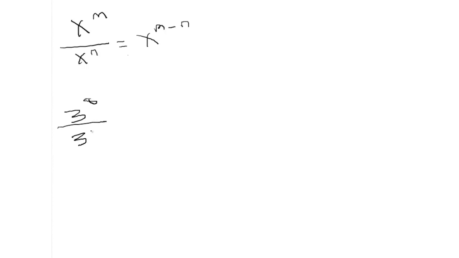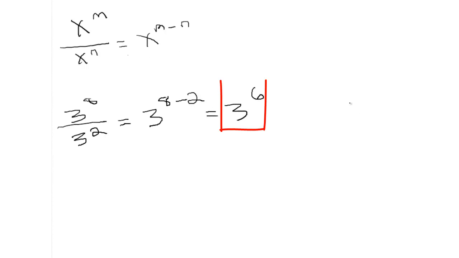Okay, now let's go to the division. And so let's use our 3 again. 3 to the 8 divided by 3 squared. And what that would be is 3, still the same base, and then 8 minus 2, which would be 3 to the 6.